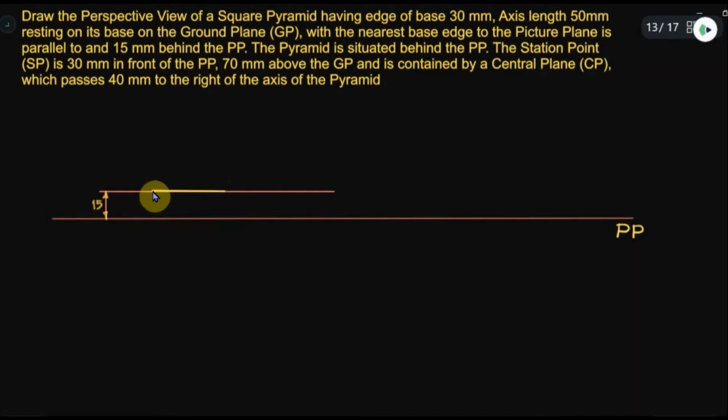And now we complete the top view. It's basically a square. We know that the interior angle is 90 and each side is of 30 mm. So this is a 30 mm sided square. This is the top view. So this portion of the top view is complete.